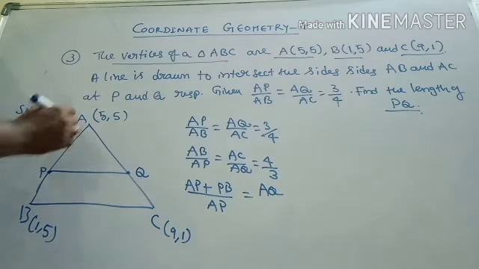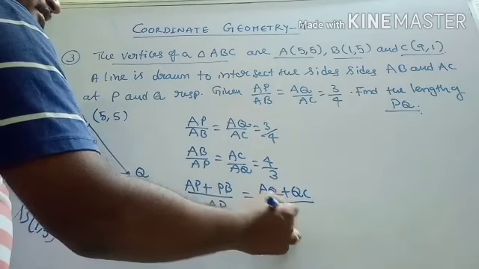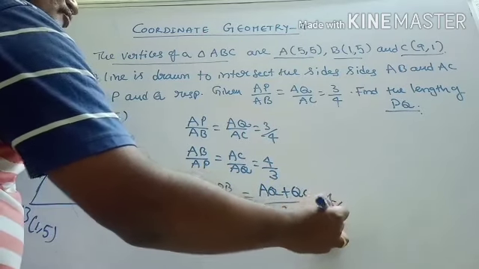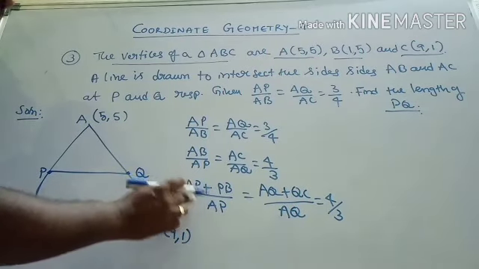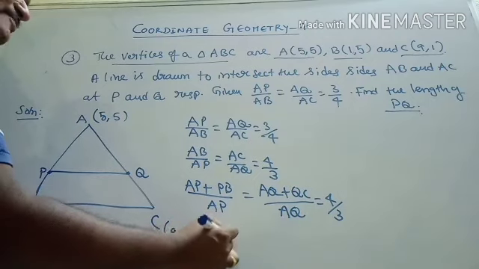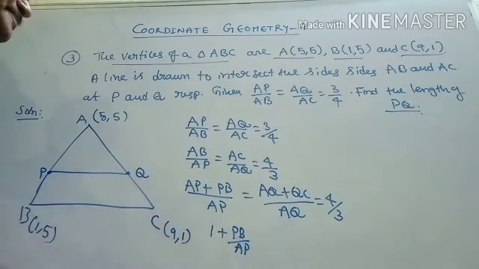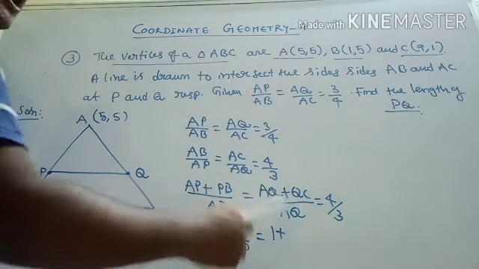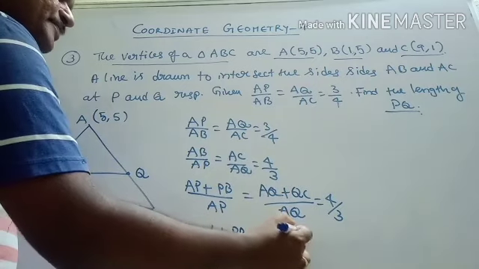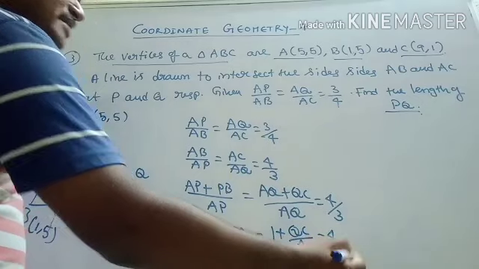AB is formed by AP plus PB. That's what we are writing here. AQ plus QC, right? By AQ, that is equal to 4 by 3. Now if you split this, this is AP by AP, that is 1 plus PB by AP. This is equal to 1 plus AQ by AQ, you split, plus QC by AQ. This is equal to 4 by 3 like this.